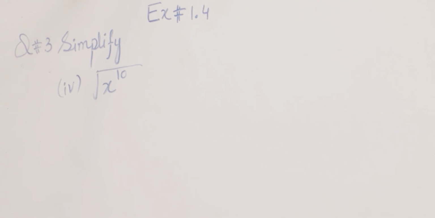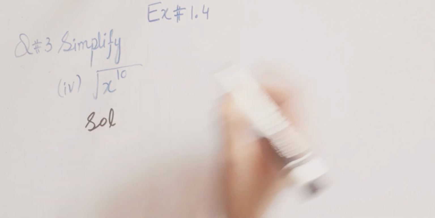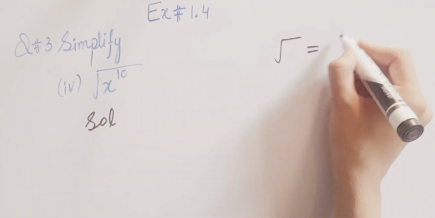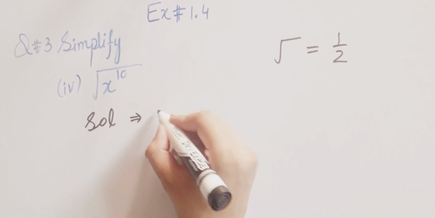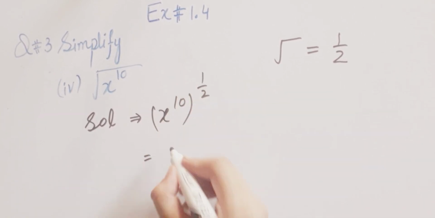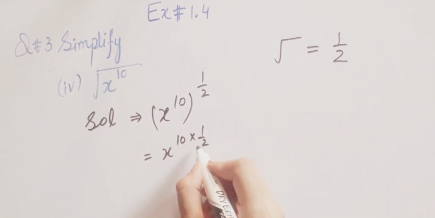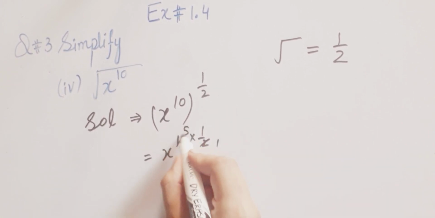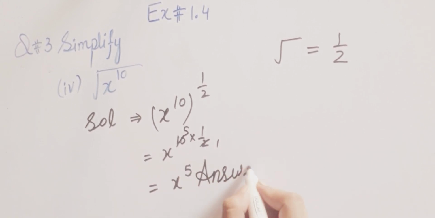Now we have fourth part, square root of x power 10. Now we know that square root is equal to power 1 by 2. So x power 10 whole power 1 by 2. Now x power 10 multiply 1 by 2. We will divide 10 by 2. We have 5. So x power 5 is the answer of this question.